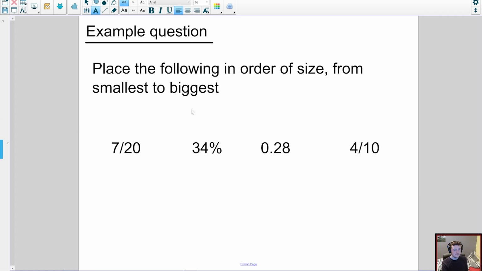So let's do another example. They say place the following in order of size from smallest to biggest, and they do have to specify what order they want you to put them in.